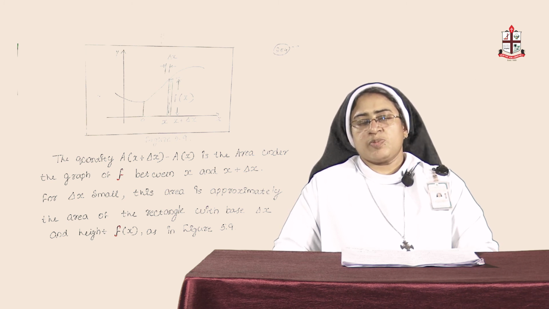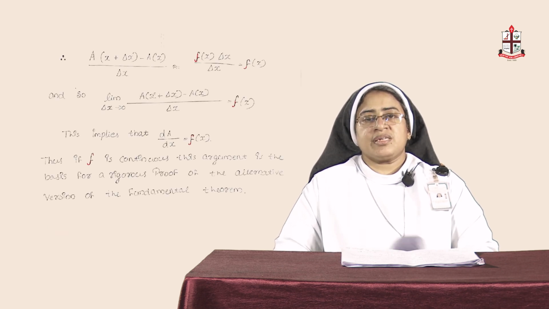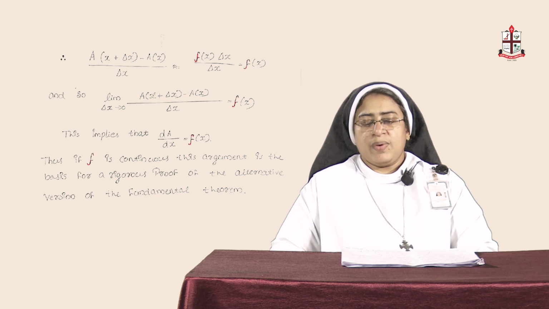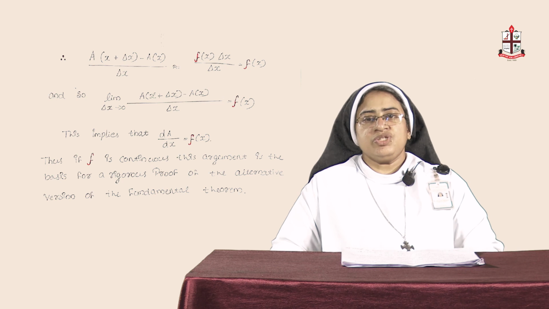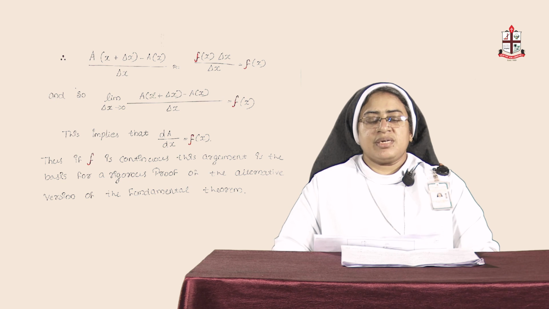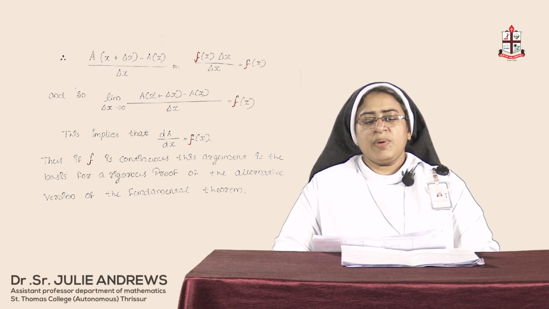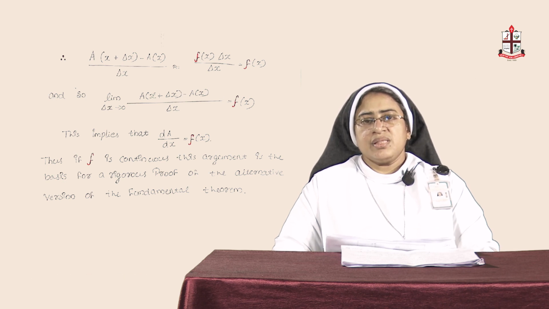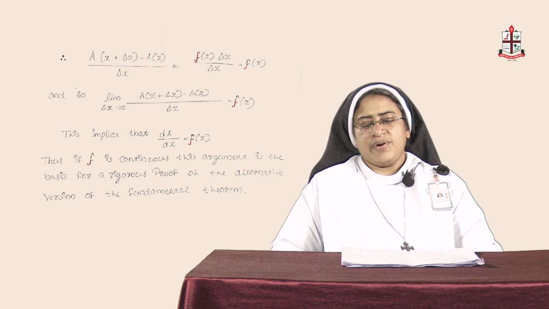That is, x is a point and x plus delta x is the next point. So, you are going to get here A of x plus delta x minus A of x divided by delta x is approximately equal to f of x into delta x whole divided by delta x, which is f of x. So, the limit as delta x tends to 0 of A of x plus delta x minus A of x whole divided by delta x is equal to small f of x, and this will imply d capital A by dx is equal to small f of x. Thus, if f is continuous, this argument is the basis for a rigorous proof of the alternative version of the fundamental theorem.